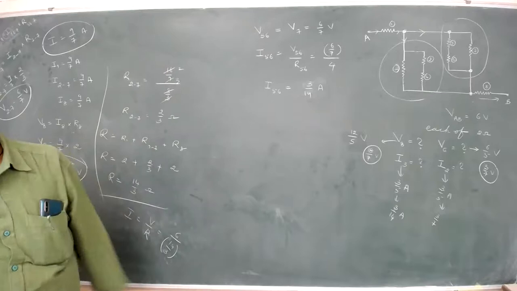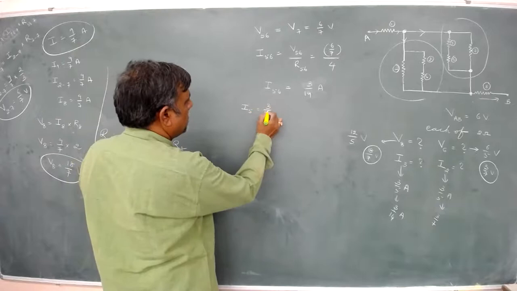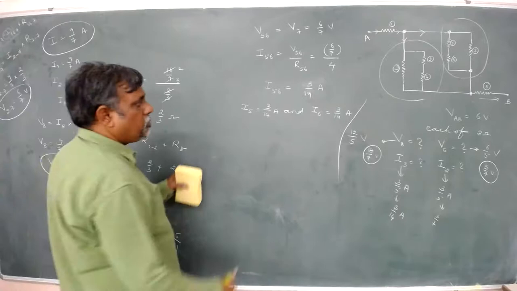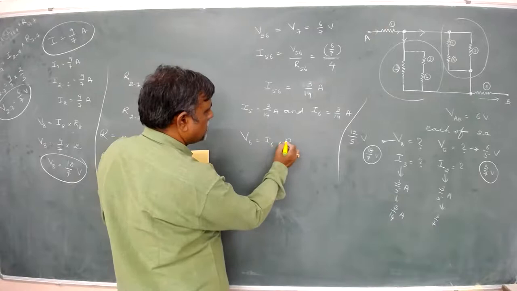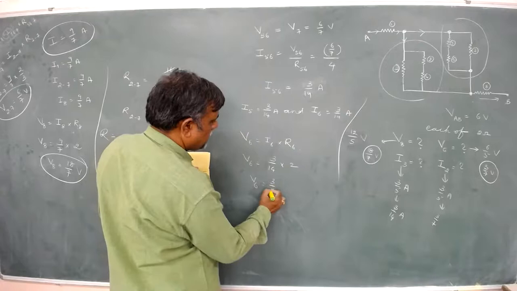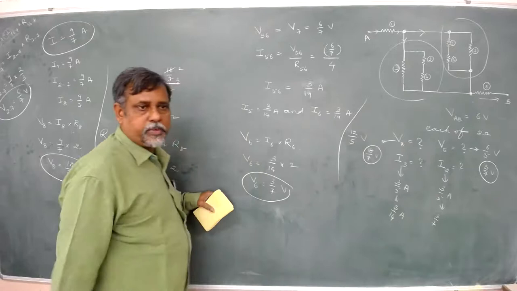Okay, what is the meaning of this? I6 also, because both are in series connection. Now potential across 6: I6 into R6. 3 by 7. Very good.